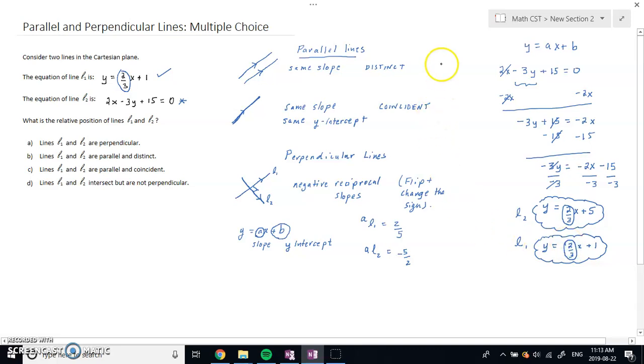If we go back to our notes here, do they have identical slopes and the same y-intercept? Well, no, they have two different y-intercepts. So they're not parallel and coincident, but they are parallel and distinct. And if we were to go to our multiple choice answer, we can see that our answer for this question would be B. And that's how you solve a multiple choice question involving parallel and perpendicular lines.